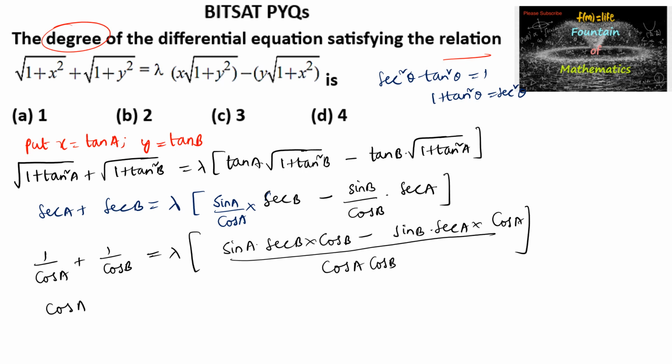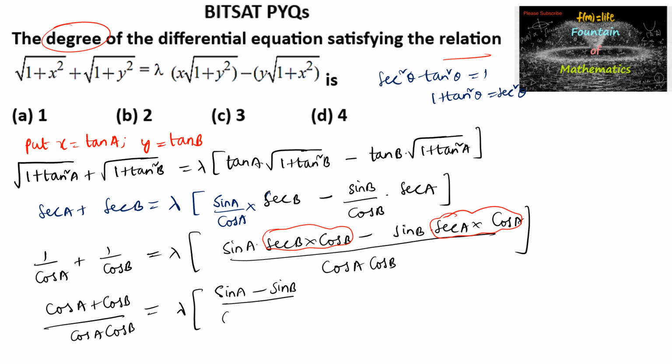that is cos A plus cos B upon cos A cos B is equal to lambda times of secant B into cos B is 1, because secant theta into cos theta is 1. So secant A into cos A is also 1. So we may write sin A minus sin B upon cos A into cos B. So we may cancel here cos A cos B on both the sides. They cannot be equal to 0. So which implies that cos A plus cos B is equal to lambda times of sin A minus sin B.